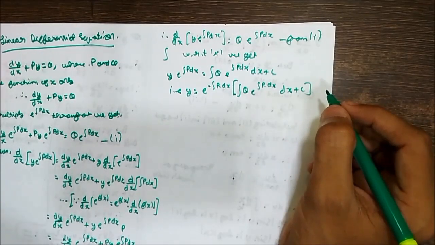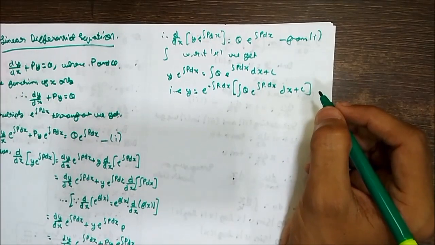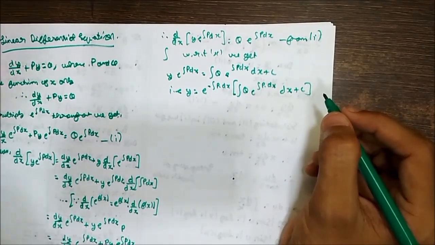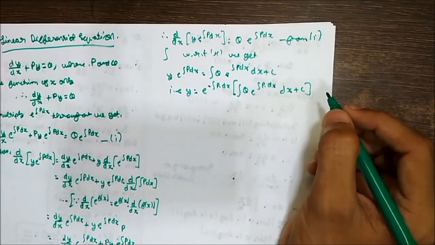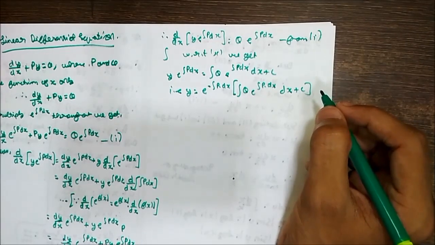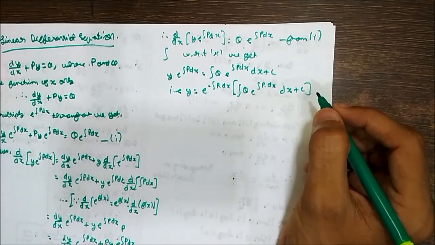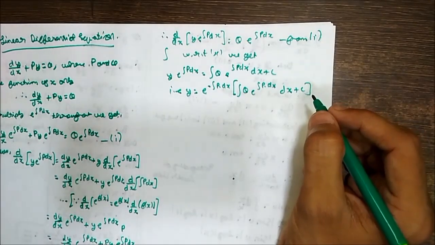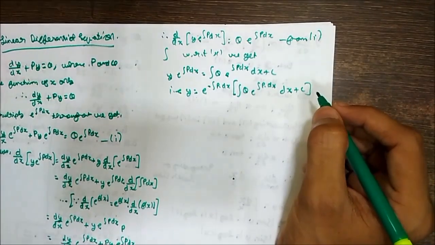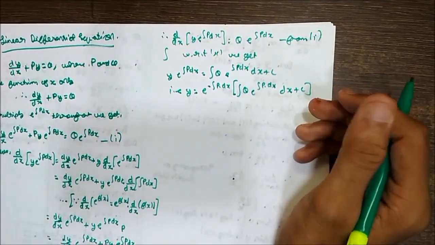Note that the function e raised to ∫p dx is called the integrating factor (I.F.) of the given equation. The left hand side of the solution is always the product of the dependent variable and the integrating factor. Now, the working rule to solve the first order linear equation. Please keep this in mind while solving this type of sums.